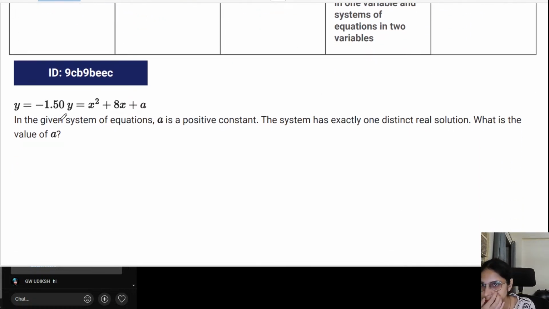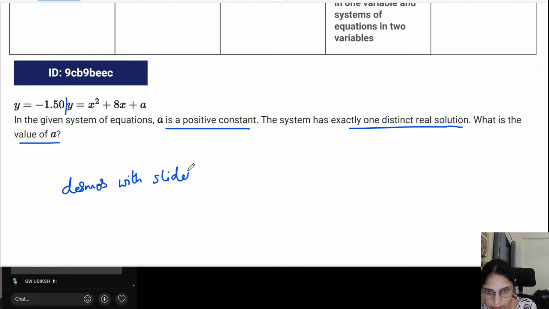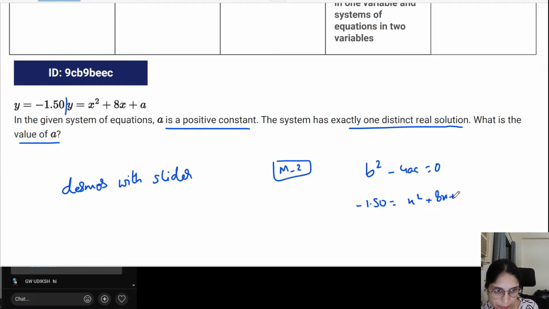86, y is equal to negative 1.50, x squared plus 8x plus a, exactly one distinct real solution. Here I will not prefer that. You can try it. I'm writing it here. But I want this method. B squared minus 4ac is equal to 0. So y is negative 1.50. The equation will be negative 1.50 is equal to x squared plus 8x plus a.